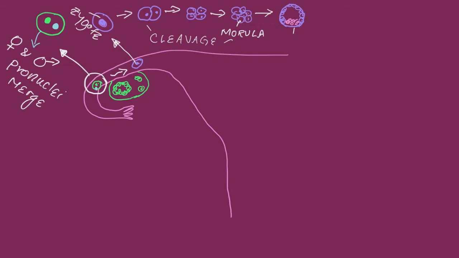This zygote now divides. It divides into two cells, and then the two cells divide again and make four cells, and so on, until a cluster of cells is formed called the morula. These stages of division, which are mitotic divisions, are called cleavage. The final structure that is formed is called the blastocyst, and this blastocyst leaves the fallopian tube and implants into the endometrium of the uterus.